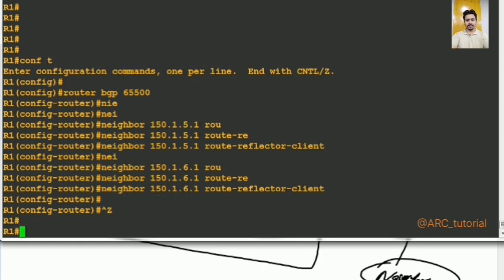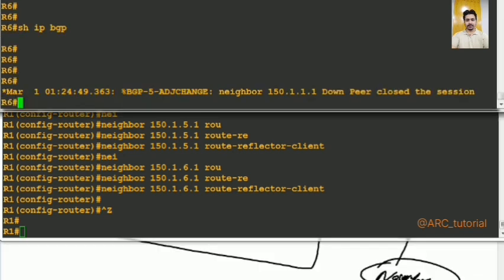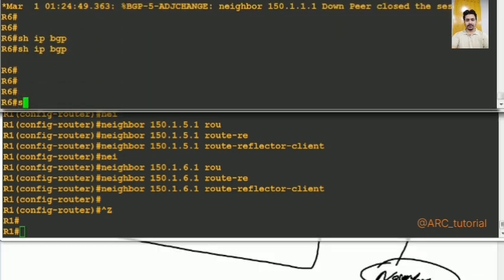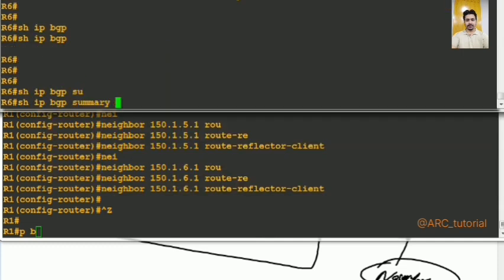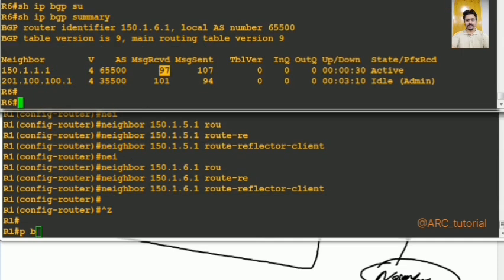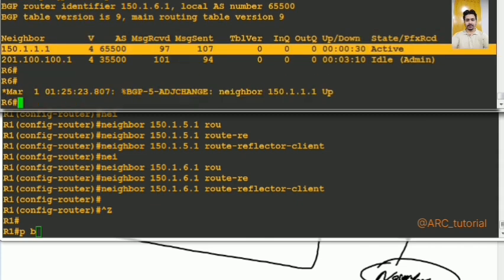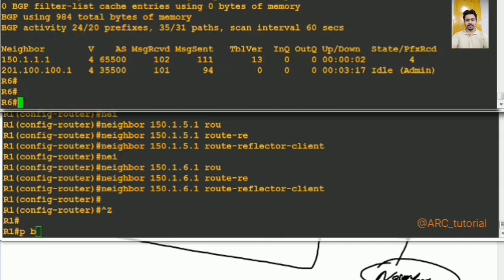And now, move back again to R6. On R6, show IP BGP. Sorry, the neighborship has not come up yet. It is still in the active state with R1, right? Just wait for a moment. Now it has come up, right? And you see, show IP BGP.